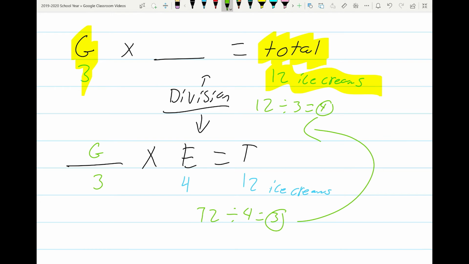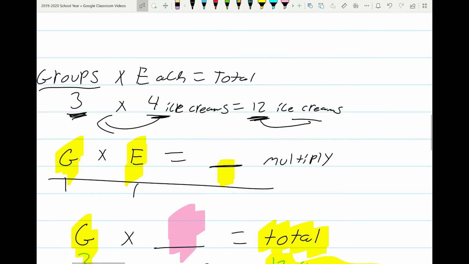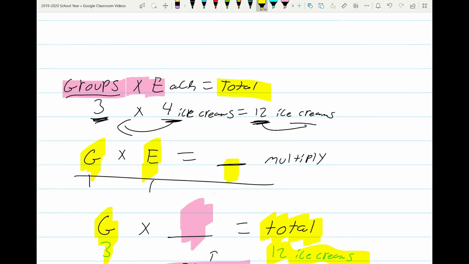Here, I have 3 friends, right? So again, I have the E, how many each person has, I have my T, which is my total, but I'm missing my G, which is how many groups there are, okay? So if I'm missing the E or the G, it's what? Division. And if I have the G and the E, I'm going to be multiplying because I'm trying to find the total, okay? So that's kind of what that looks like.